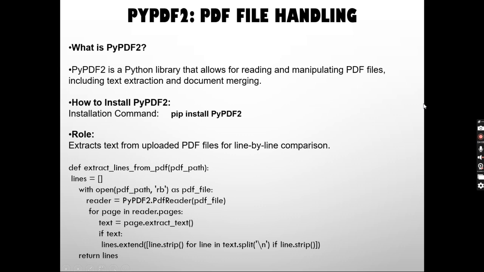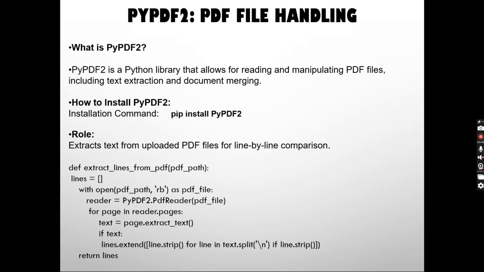Now we are going to see our very good PDF handling tool, which is PyPDF2. PyPDF2 is a Python library used to read, extract, and manipulate PDF files. It plays a crucial role in extracting text content from the PDFs uploaded by users. For the installation of PyPDF2, we have the installation command, which is pip install pypdf2. It extracts text from uploaded PDF files for line-by-line comparison.